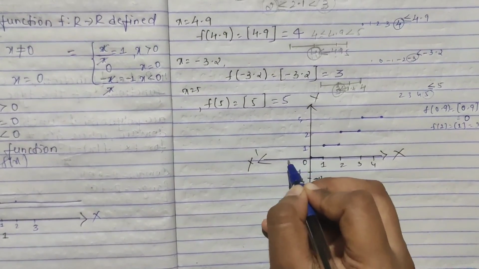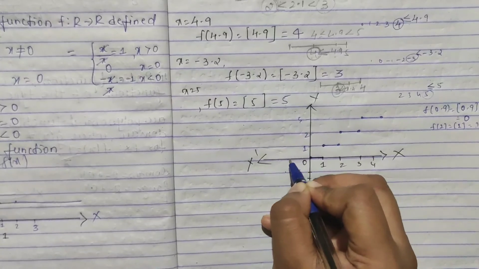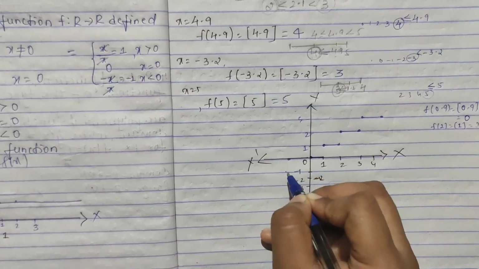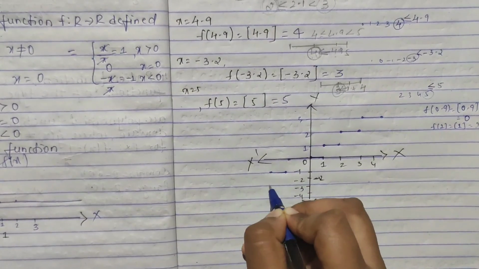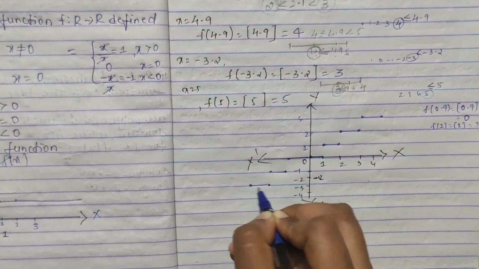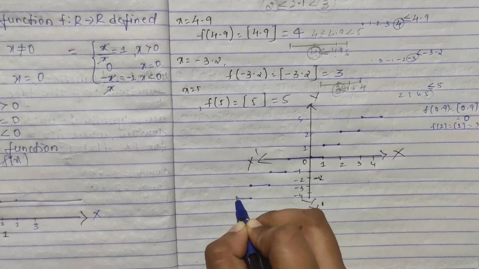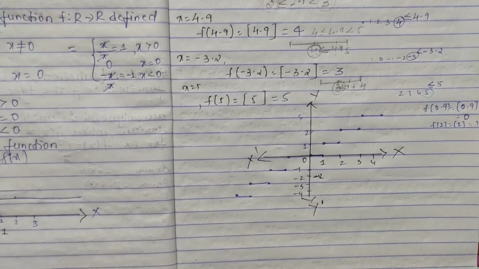Same here, from this 0 point you'll get 0 itself, it will be lying here. But for minus 1 it will jump, and between minus 1 and minus 2 it will be lying. Again for minus 2 it jumps, and here it will be lying between for minus 3. So like this you'll get a staircase. Thank you.